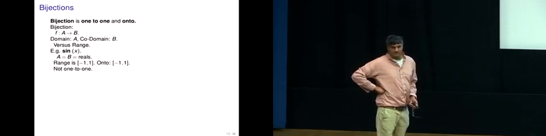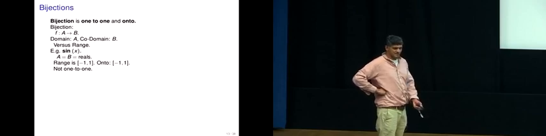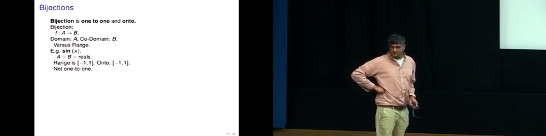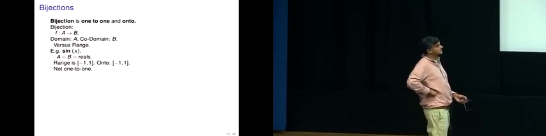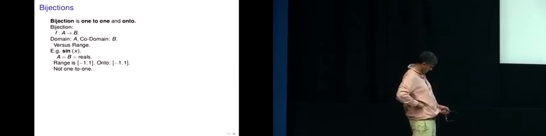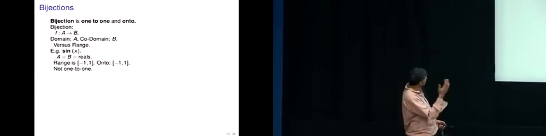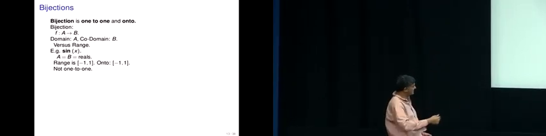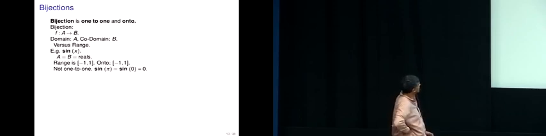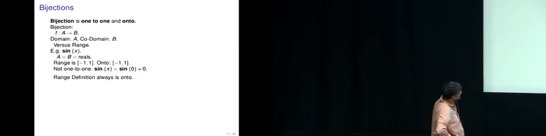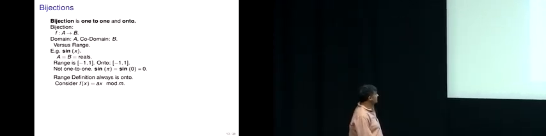Right? So sine of 0 is equal to sine of 2 pi. Does that make sense? Actually, technically, sine of pi is equal to sine of 2 pi too, but if you add 2 pi, you're going to get the same value again. The range definition is always onto. That's what I'm saying. When people say range, they sometimes mean something else. But it's not 1-to-1 here.